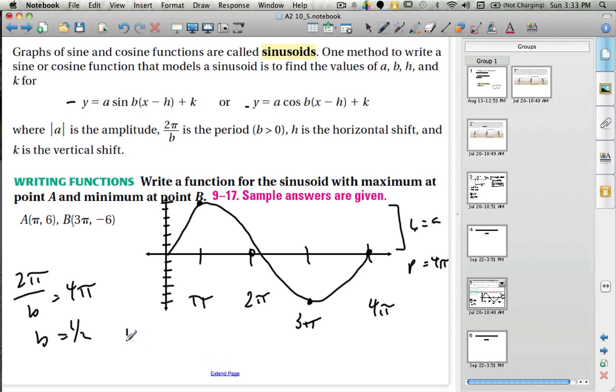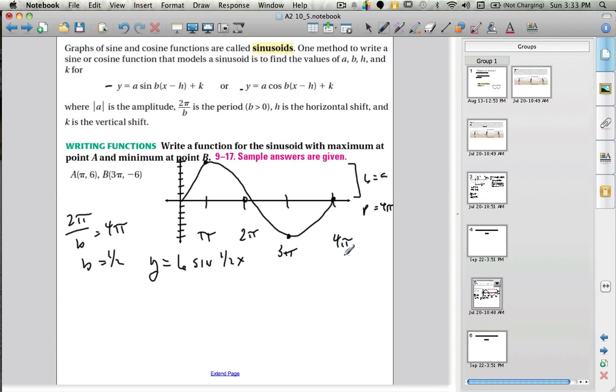And if I want to write this as a sine function, y is equal to 6 times the sine of 1/2 x. Okay, but what if I wanted to write it as a cosine function? This could have been my maximum, and this could have been my starting point. So in this case, I could have written it as a cosine function. My amplitude is the same, my period is the same.